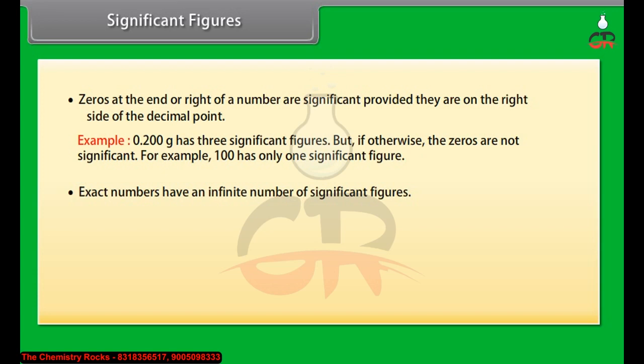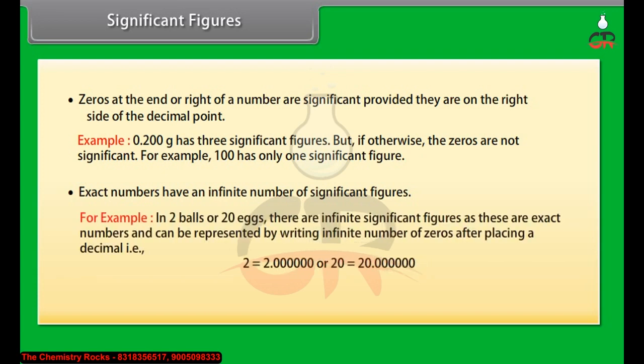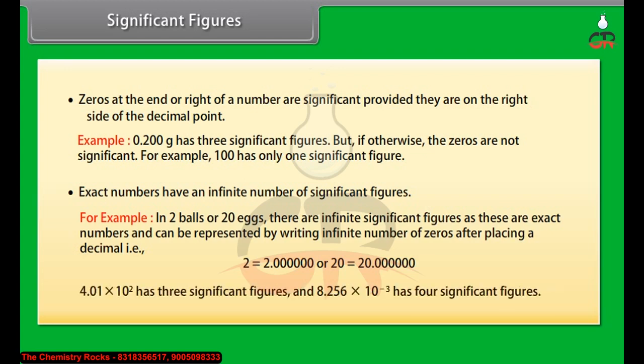Exact numbers have an infinite number of significant figures. For example, in 2 balls or 20 eggs, there are infinite significant figures, as these are exact numbers and can be represented by writing an infinite number of zeros after placing a decimal, that is, 2 is equal to 2.0000 or 20 is equal to 20.00000. 4.01 × 10^2 has three significant figures, and 8.256 × 10^-3 has four significant figures.